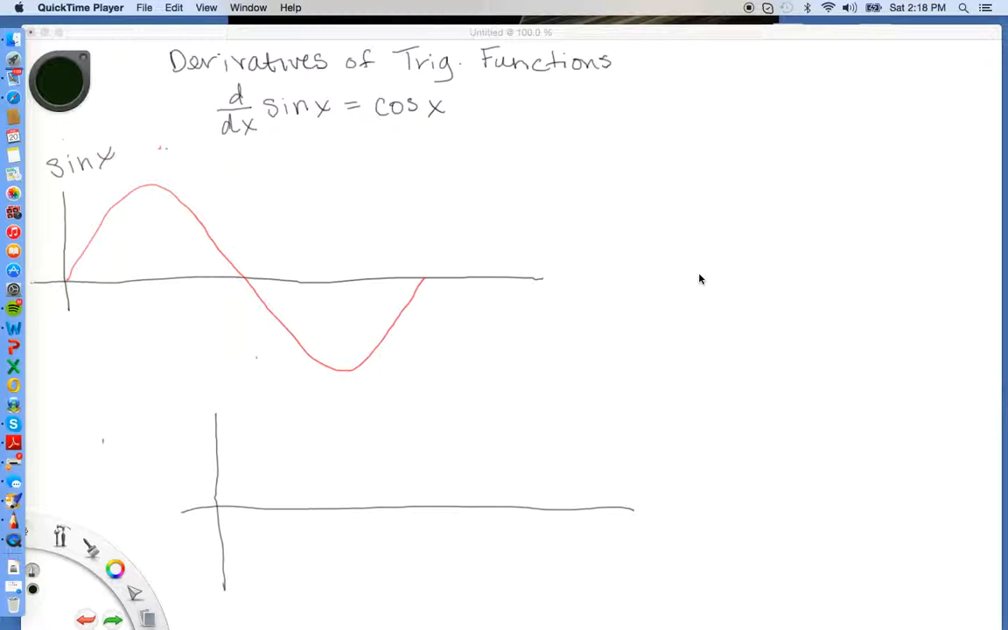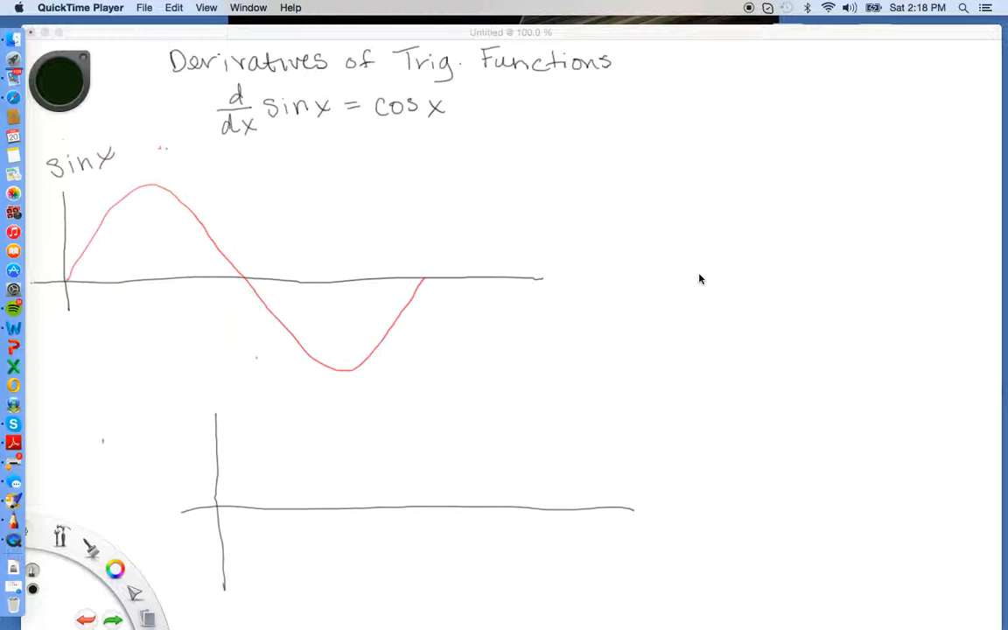Derivatives of trigonometric functions are a little bit trickier to find, and it's one of those things where you just really need to understand a couple of concepts involving sine of x and cosine of x. And once you understand what those concepts are, you can really find the derivative of any trig function at that point.